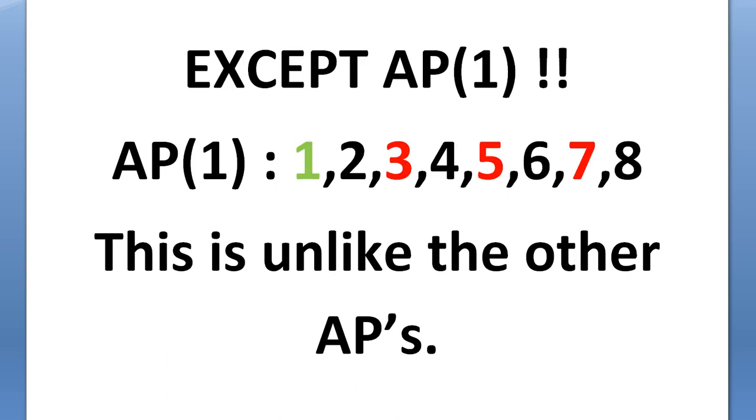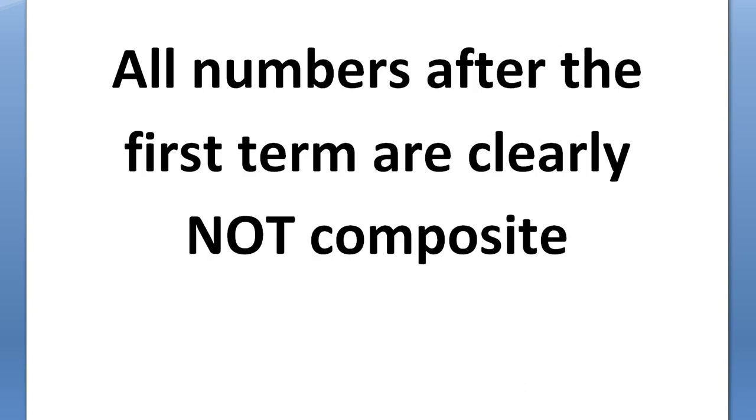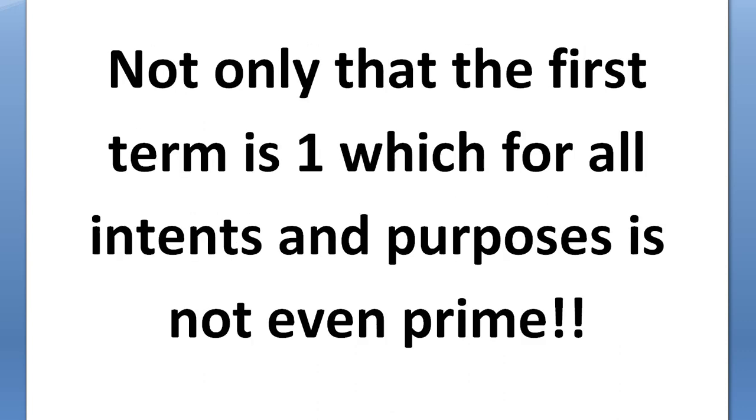But AP1 throws up a problem. AP1 has 1, 2, 3, 4, 5, 6, 7, 8. This is unlike the other arithmetic progressions. All numbers after the first term are clearly not composite. Not only that, the first term is 1, which for all intents and purposes is not even prime. And this is what this video is about. This is what we're saying.